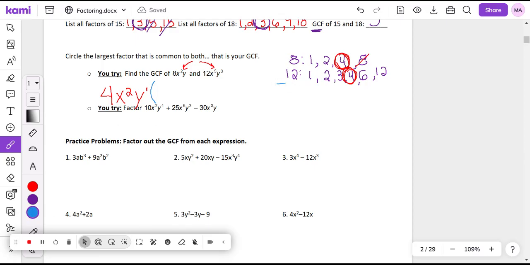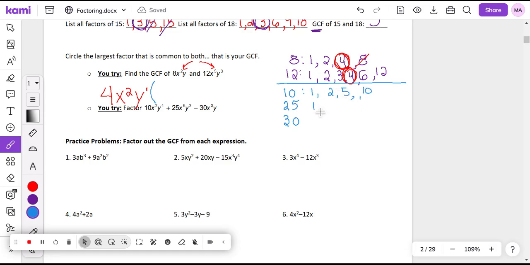Okay, so we're going to start again here. Same idea, but now notice I have plus and minus. So again, taking out the GCF is almost like saying what value was multiplied into 3 terms to make them this. So I look at 10, 25, and 30. So for 10, we have 1, 10, 2, and 5.